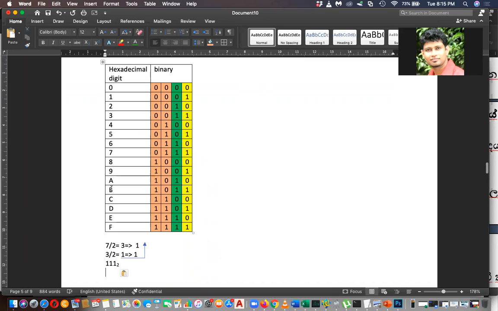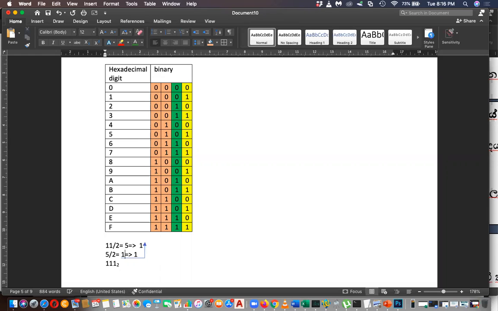Well, I'm going to take this one, B. B means 11. 11 divided by 2. What is the value? 5, remainder 1. Then 5 divided by 2. What is the value? 2, remainder 1. Again, 2 divided by 2. What is the value? It is 1, remainder 0.